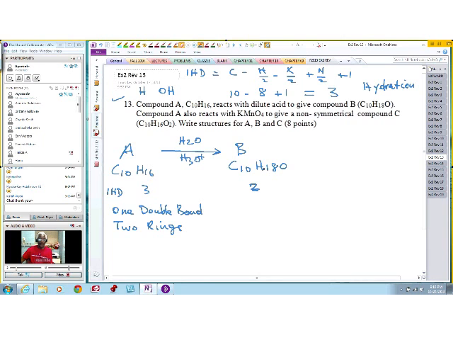So far, so good. Then it continues to tell us, compound A, which is this here, reacts with potassium permanganate. That's why I told you that this question requires some thinking. It reacts with potassium permanganate to give compound C. And what is the formula for compound C? It says C10H16O2. Okay? So what has happened here?